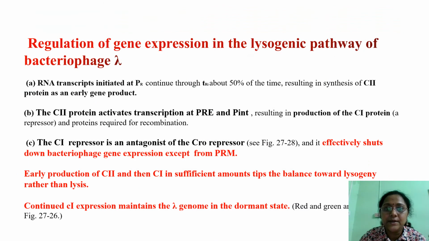So I hope you have learned about lytic cycle establishment and also lysogeny establishment. So this is again the summary of the lysogeny establishment in bacteriophage lambda. So here we all know that C2 protein activates the transcription at PRE and PINT, and C1 repressor is an antagonist of the CRO repressor, and it shuts down all the gene expression except from PRM. Okay, so this is how. So C1 is the vital thing for lysogeny establishment.